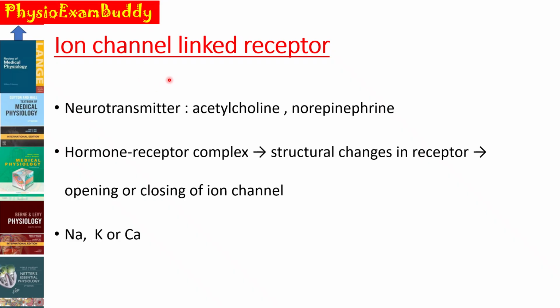First, the ion channel linked receptor. Basically, neurotransmitters like acetylcholine as well as norepinephrine act via the ion channel linked receptor. Whenever the hormone combines with the receptor to form a hormone receptor complex, it will produce structural changes in the receptor, and these structural changes will either open or close the ion channel and allow or stop the passage of ions like sodium, potassium or calcium.